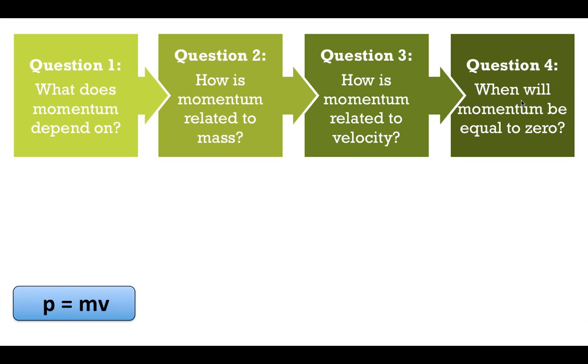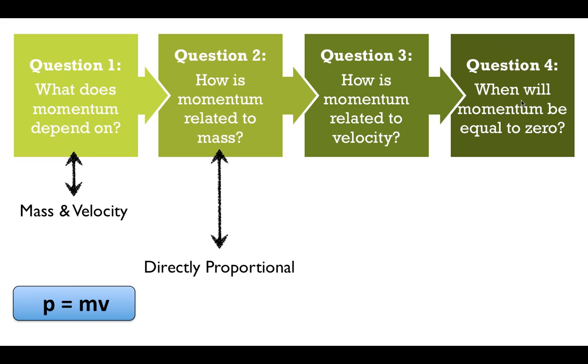So let's look at a few different aspects of momentum. First, what does momentum depend on? Well, looking at the equation on the bottom left, you can see that momentum is just mass times velocity. So, of course, momentum depends on mass and velocity. Now, how are these things related? Well, if we look at the equation, we can see that if mass was to increase, then momentum would also have to increase, assuming your velocity stayed the same. So that would mean momentum is directly proportional to your mass.